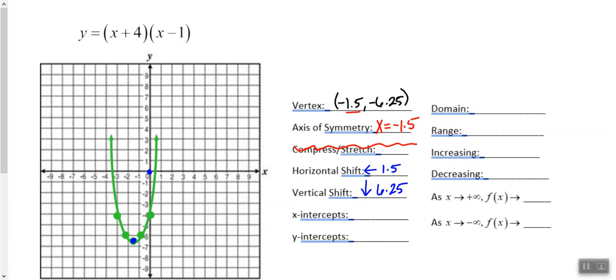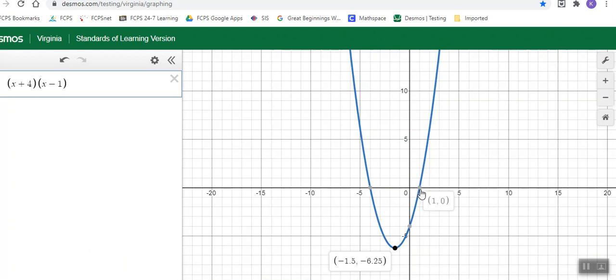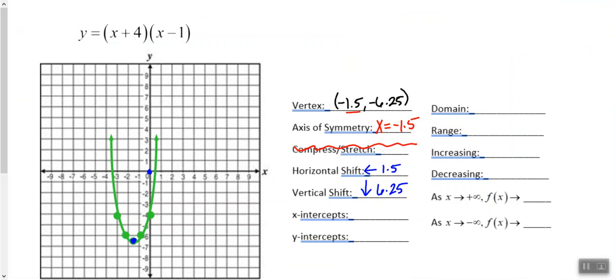My x and y intercepts I get from Desmos, so I'm going to jump back there, and you can see they automatically pop up here. I'm going to unclick my vertex just so we're not confused. So I have x-intercepts at (-4, 0) and (1, 0). My y-intercept is at (0, -4). So the x-intercepts are at (-4, 0) and (1, 0), and then (0, -4) was my y-intercept.